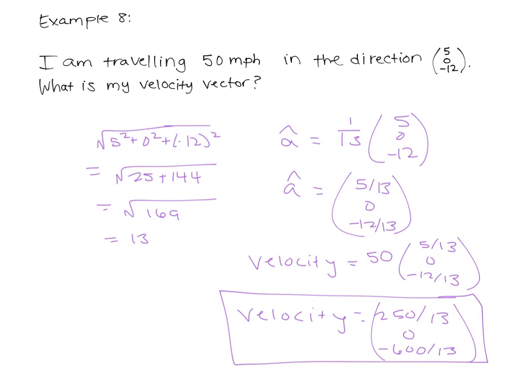Okay, so here is our final answer. Excuse the messy handwriting, but velocity would have to be 250 13ths, 0, and negative 600 13ths. Start by finding the magnitude of our direction vector, use it to find our unit vector, and then scale that unit vector up so that the magnitude of our velocity vector is 50. That tells us that this is our velocity vector with this speed and this direction.